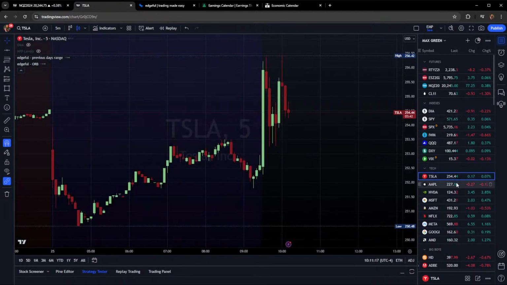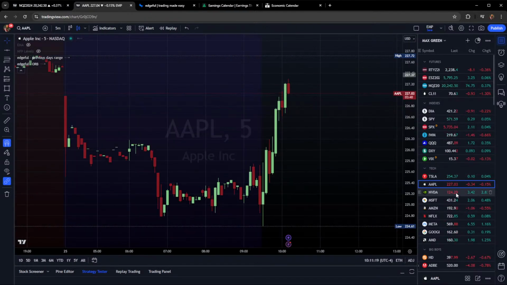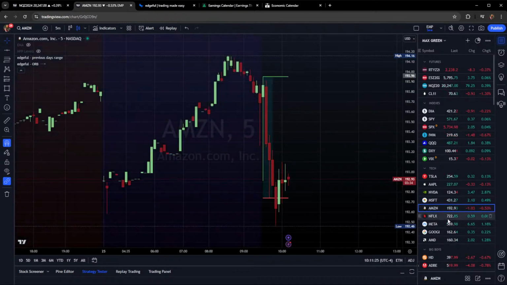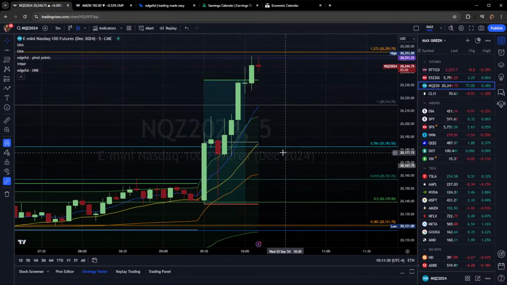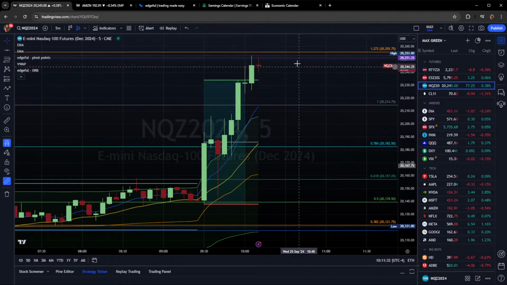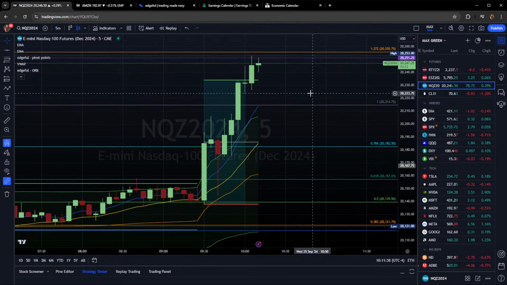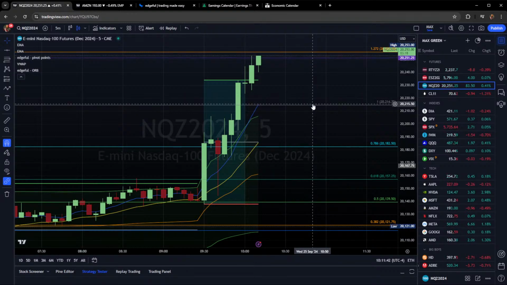What else is Tesla? Oh, Microsoft's kind of strong right now. Interesting, Amazon and Apple are red. So I'm short here. I'm looking for this as first trim, probably right here, second trim small, and then another main trim here. Let's see if we reject.